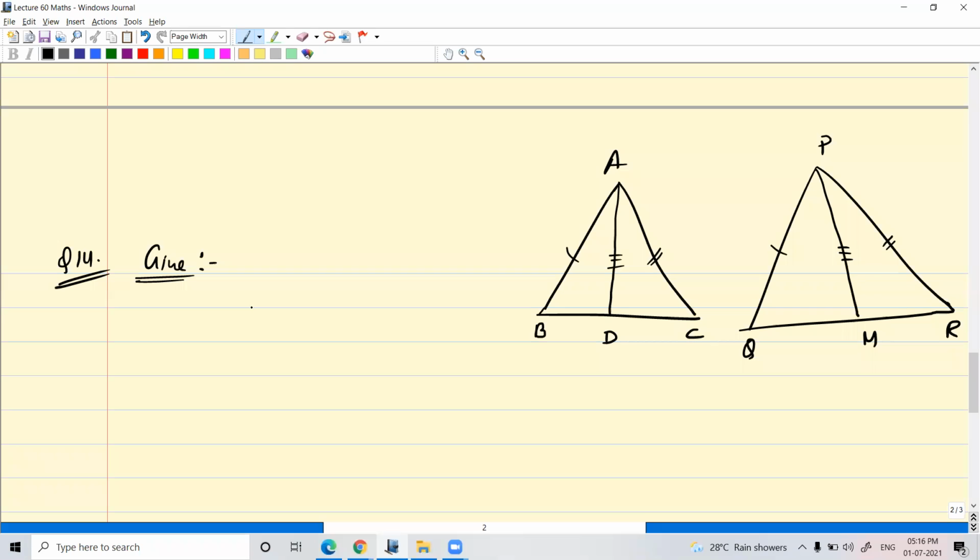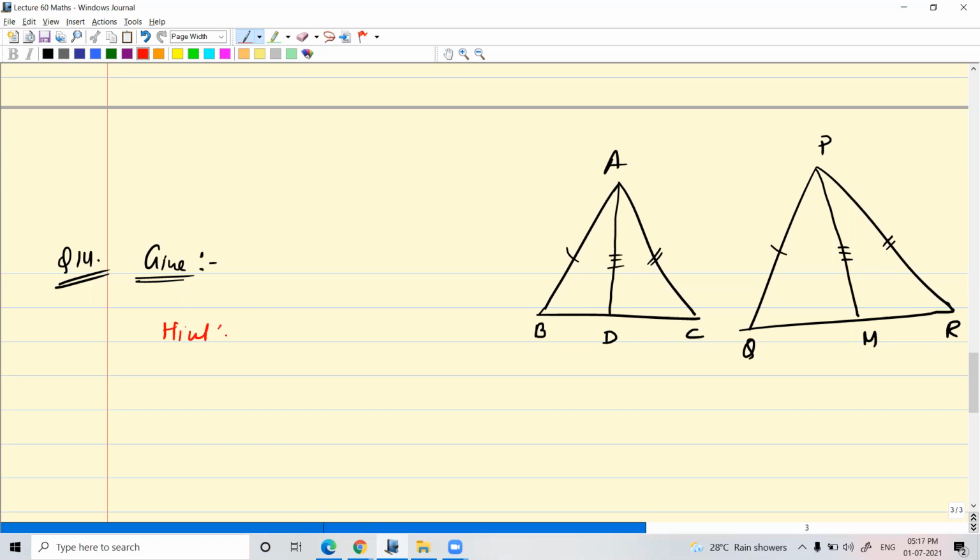Okay, so what I will do, I will give you a hint. You try to solve this at home. This is a slightly lengthy problem. What you have to do is, we can't directly prove that any of the sides or angles are equal in this.